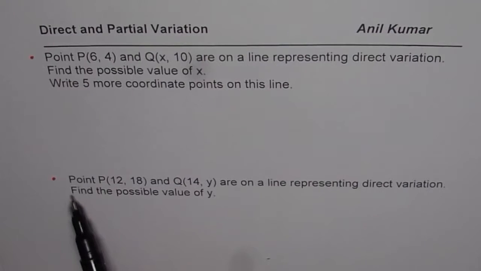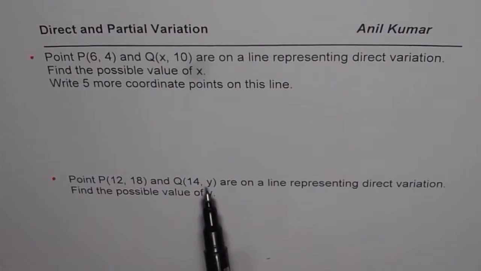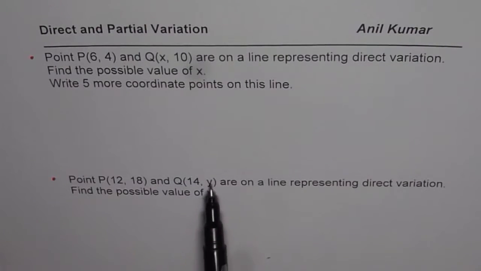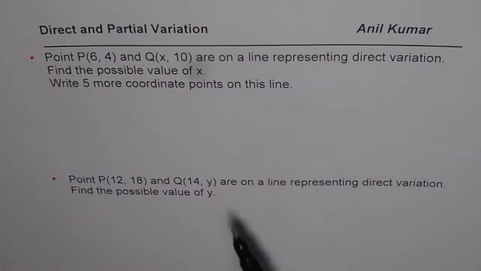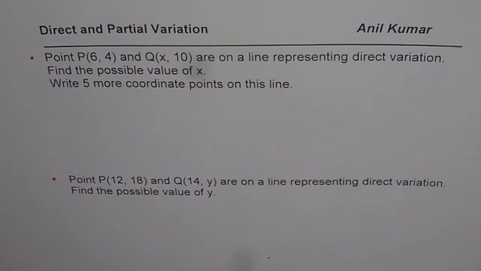Second question: points P (12, 18) and Q (14, y) are on a line representing direct variation. Find the possible value of y. Right? So these are similar questions. I'll do question number 1 for you. That is for you to practice.